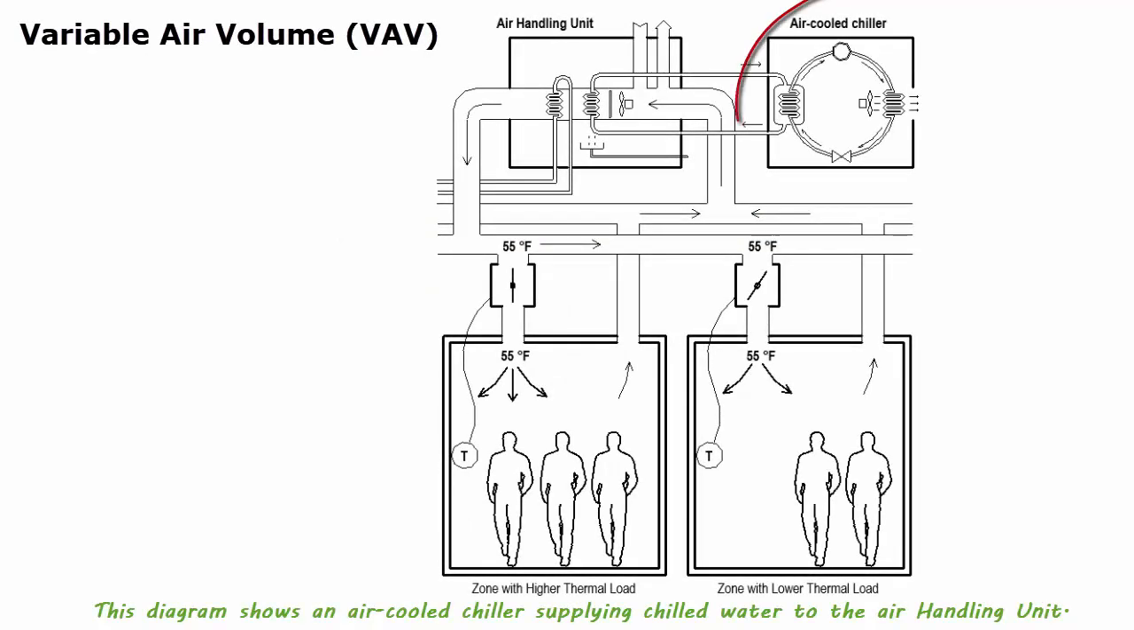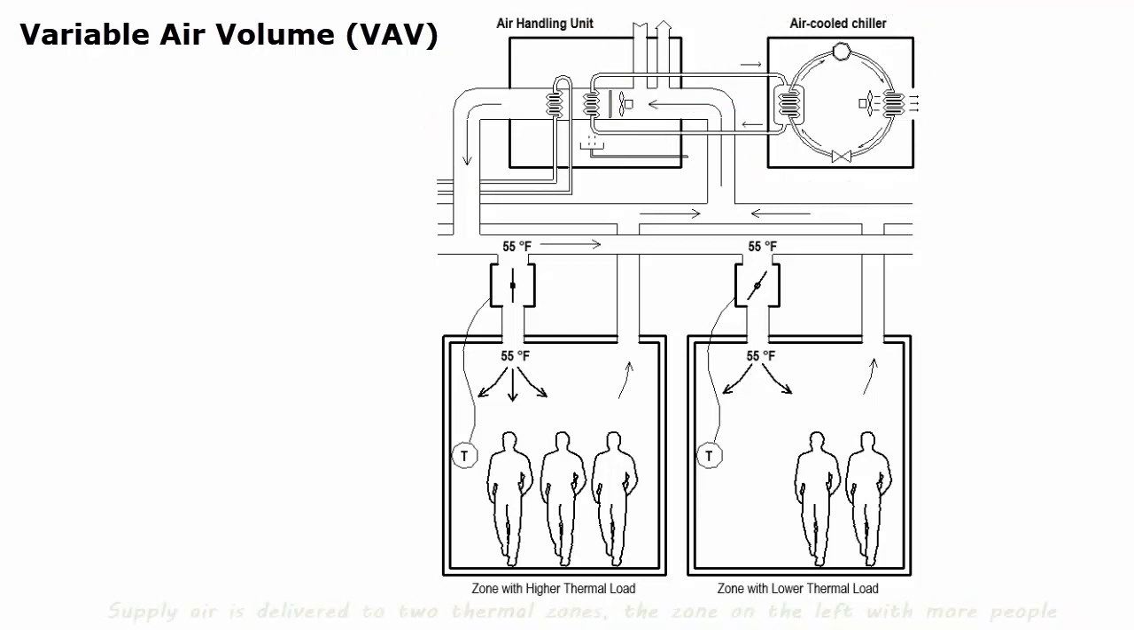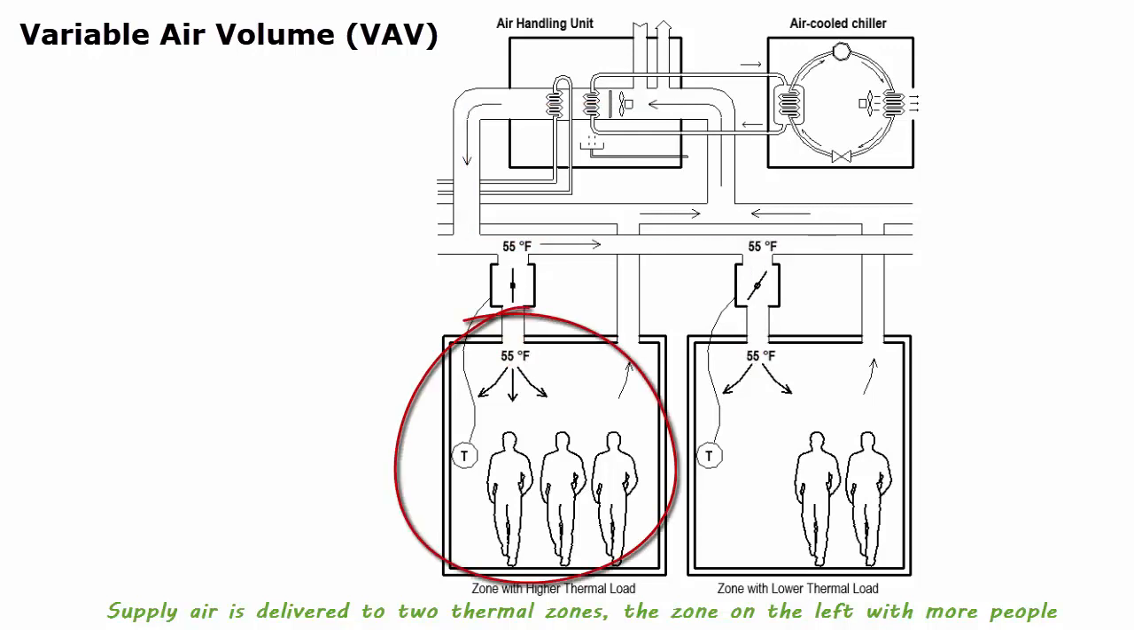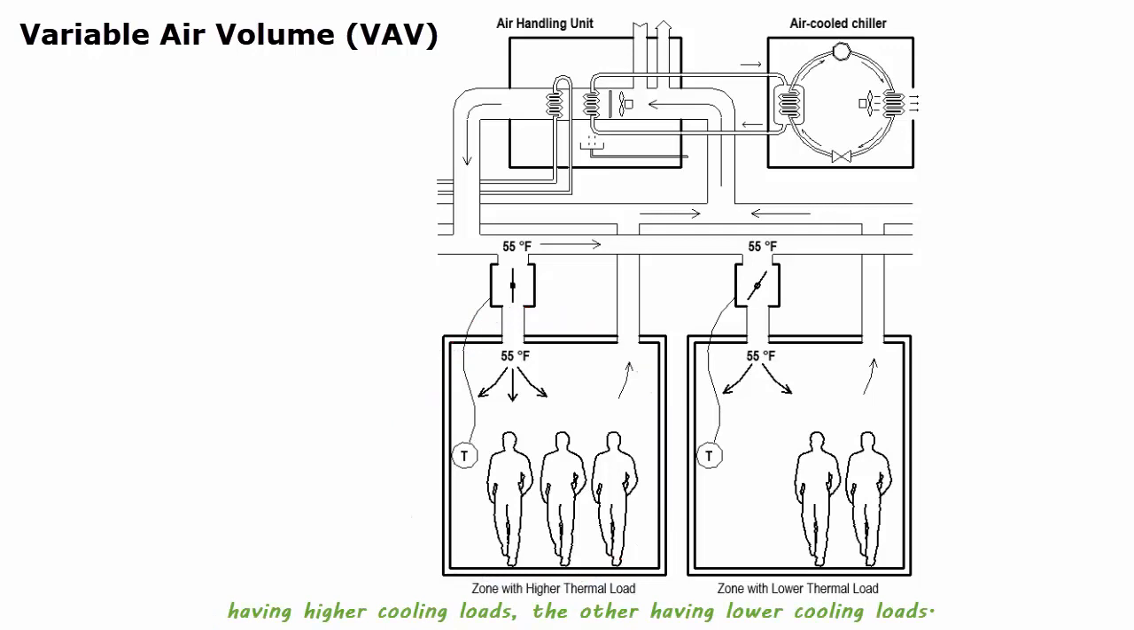This diagram shows an air-cooled chiller supplying chilled water to the air handling unit. Supply air is delivered to two thermal zones. The zone on the left with more people has higher cooling loads, the other having lower cooling loads.